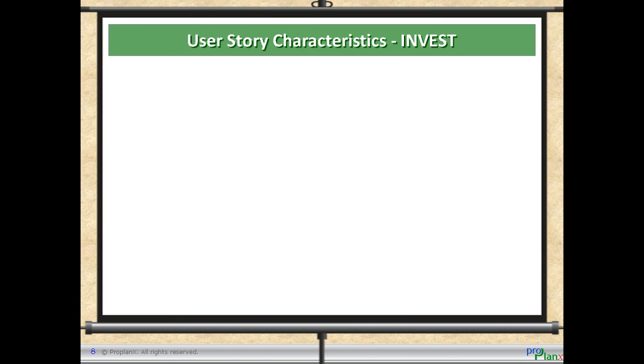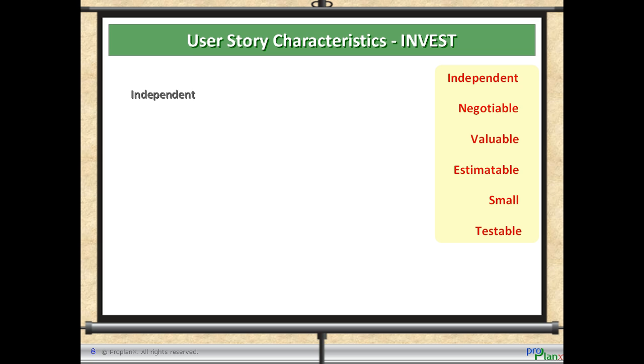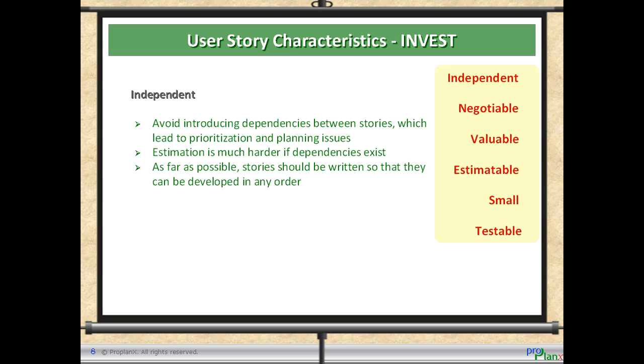User story characteristics. INVEST. User stories are expected to follow the INVEST attribute, which stands for independent, negotiable, valuable, estimatable, small, and testable. Independent. If user stories are independent, planning becomes easier since stories can be developed in any order. Therefore, where possible, avoid introducing dependencies between stories, because this may lead to prioritization and planning issues.